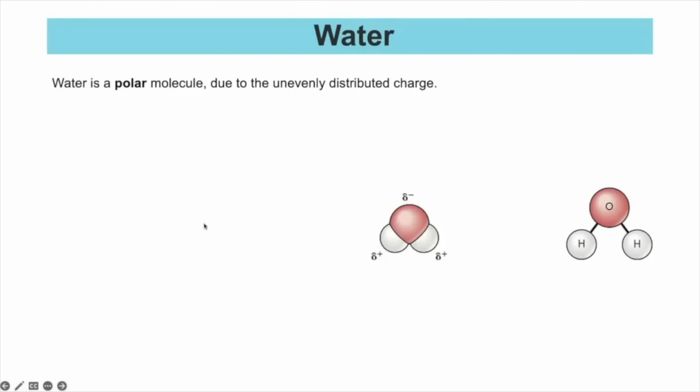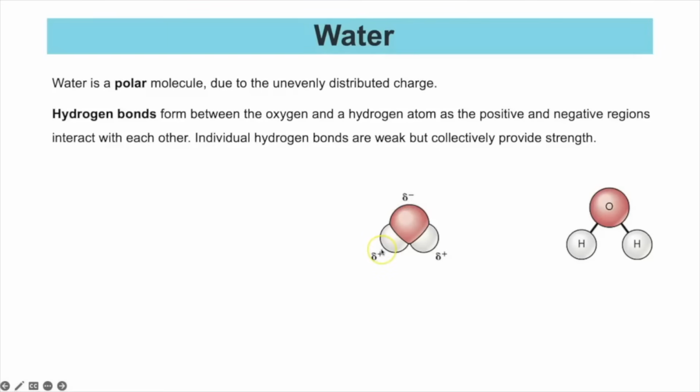So then let's take a look at water as a biological molecule. It's a polar molecule due to the uneven distribution of charge. And we can see here we've got delta negative on the oxygen and the delta positive on the hydrogen atoms, which means a slight negative and a slight positive charge.